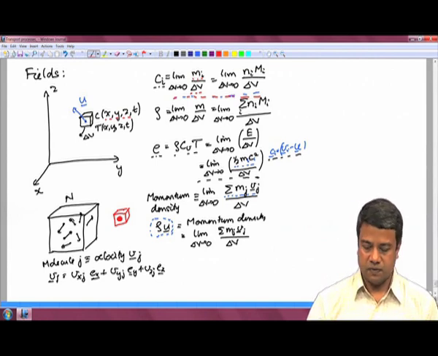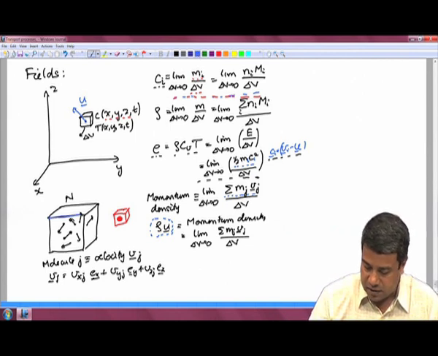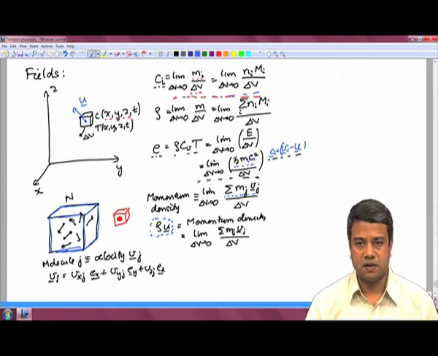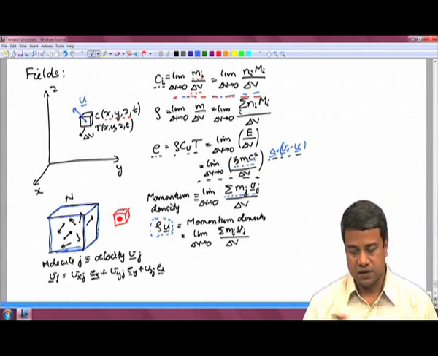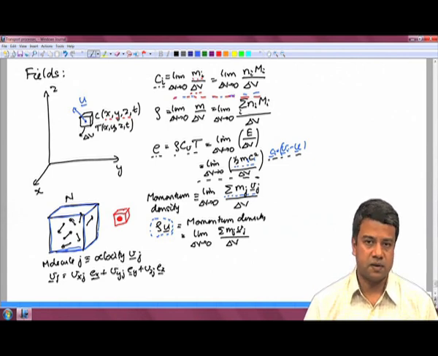You have to have a volume that is sufficiently large that it does contain a large number of molecules. So that at every instant in time, whether one molecule leaves or comes in, it does not make that much difference to the quantity that is being defined, the average concentration, the momentum or the energy. So, it is important that the volume be large compared to the molecular size.